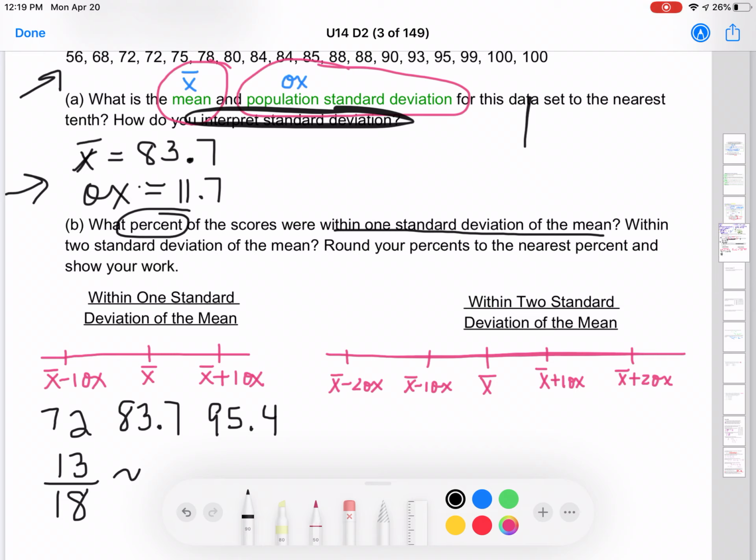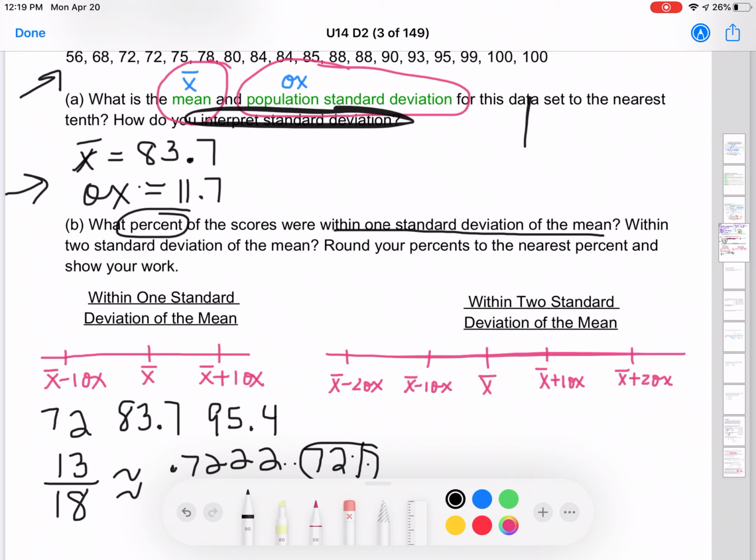If I turn that into a decimal, I wind up with 0.722 repeating, and now move the decimal 2 places to the right, and it says round to the nearest percentage, so 72% would be my answer on that one.